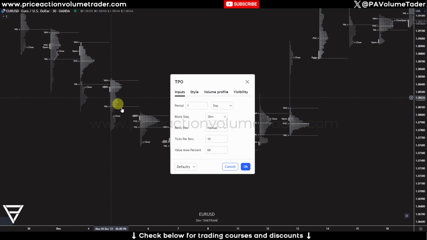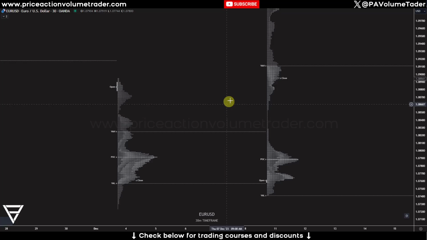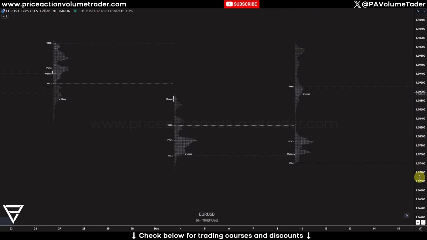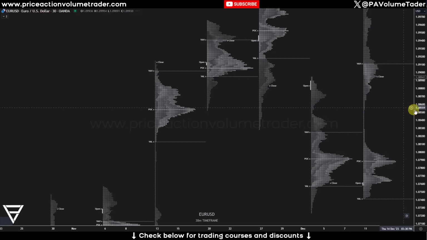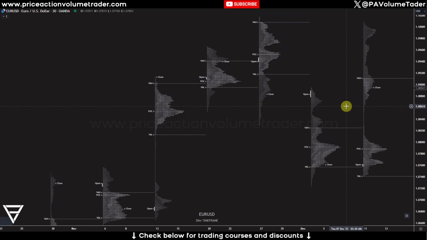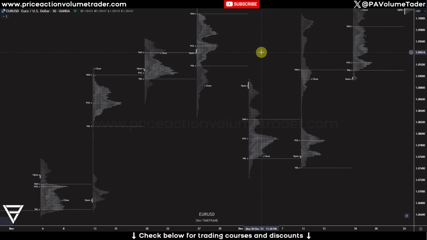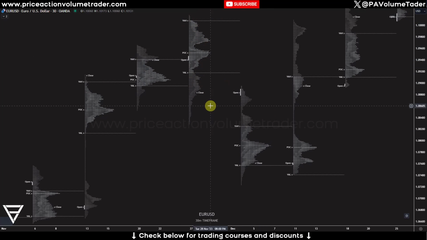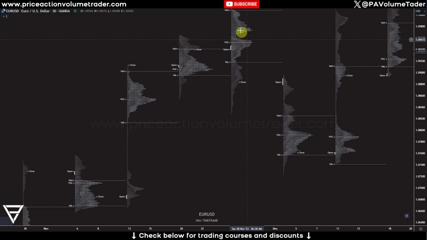I have daily profiles here, so each profile is 24 hours in the Forex market. But if I go and click weeks, then you can see now we have a composite where every profile represents 1 week of trading action. So each of these profiles is going to be a 5-day composite from Monday until Friday. You can also do monthlies, etc.